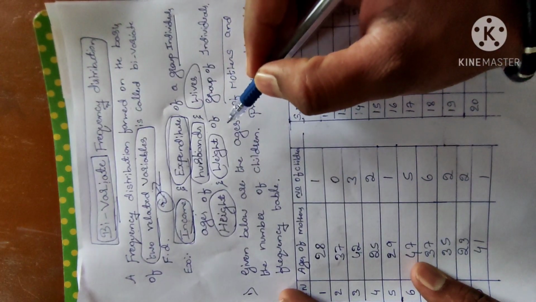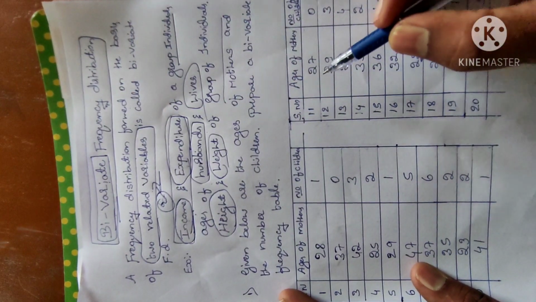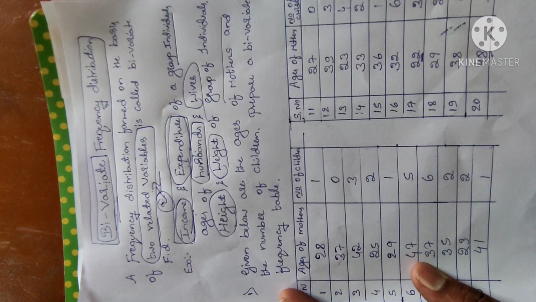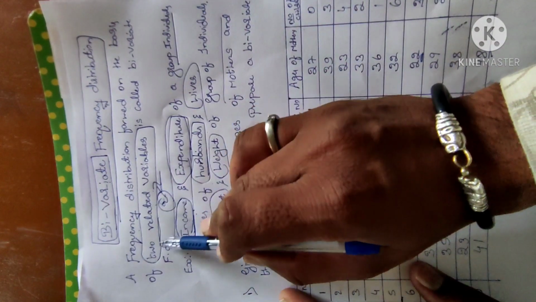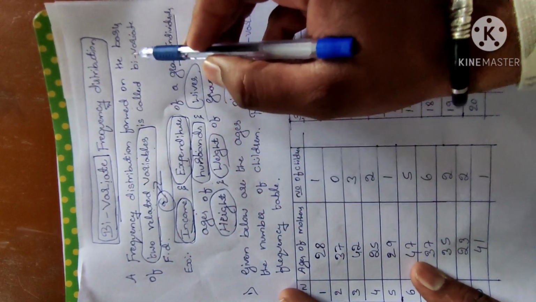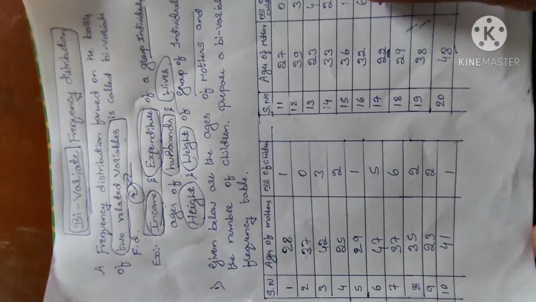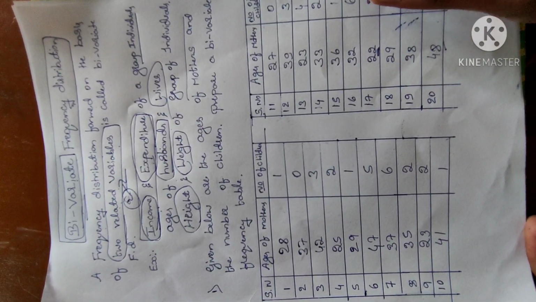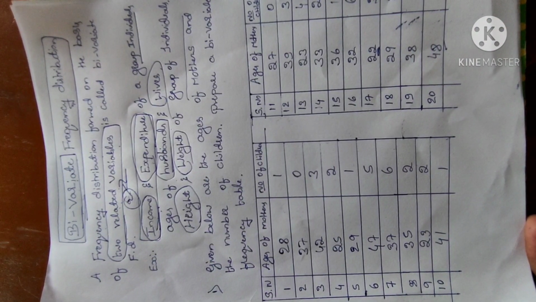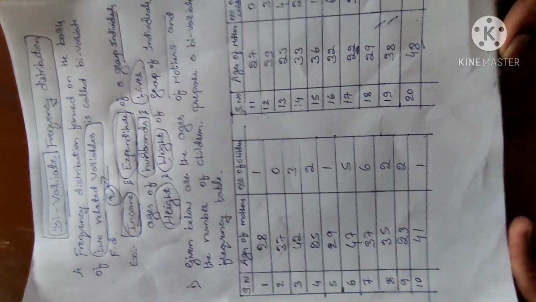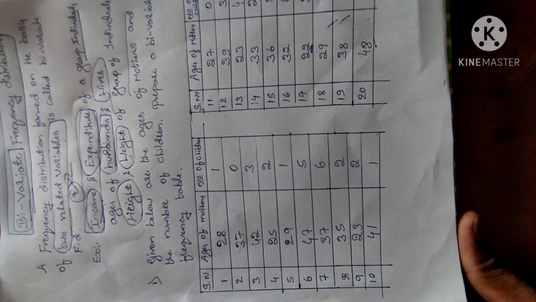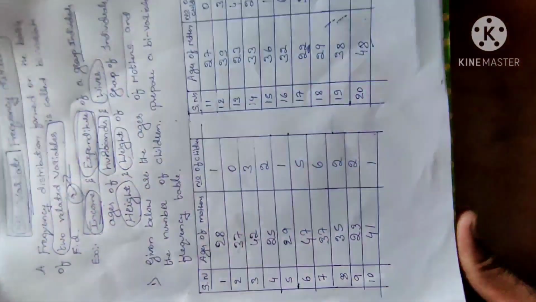I think all have understood the concept of bivariate. Once again I will repeat: a bivariate frequency distribution means a frequency distribution formed or created on the basis of two variables or two related variables. We can solve the bivariate frequency distribution based on an example problem. Let us know about the problem, and after that we can solve it.